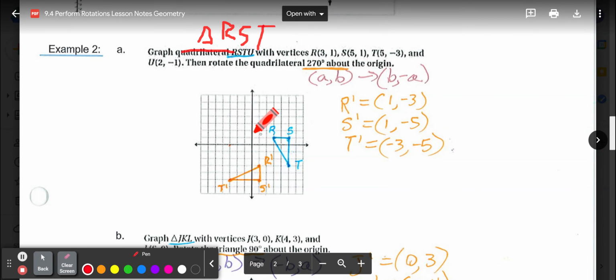So then we want to graph those 3 points. We'd graph R prime: over 1, down 3. Graph S prime: right 1, down 5. Graph T prime: left 3, down 5. Connect your vertices, and now you have rotated triangle RST 270 degrees about the origin.